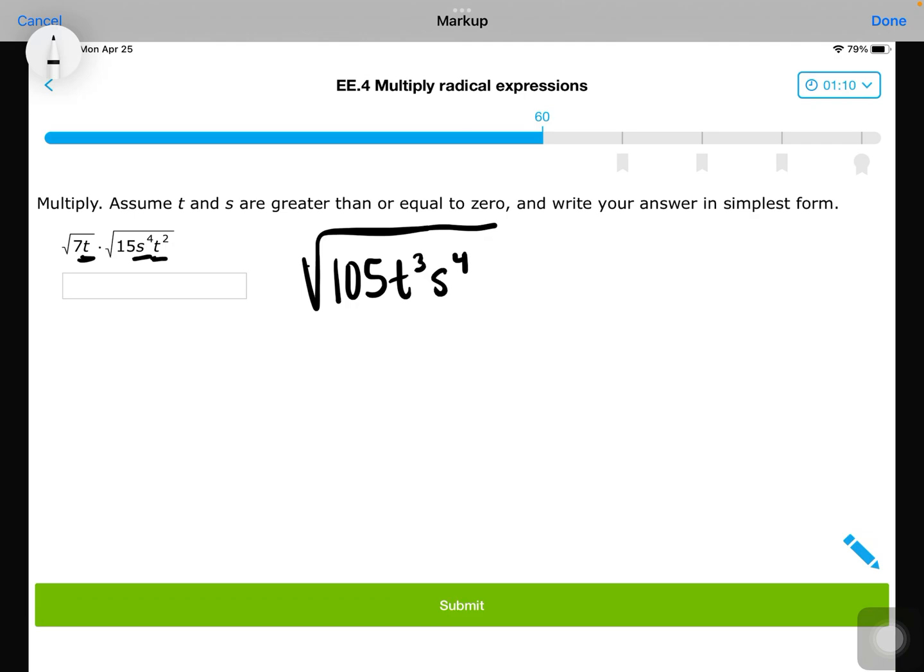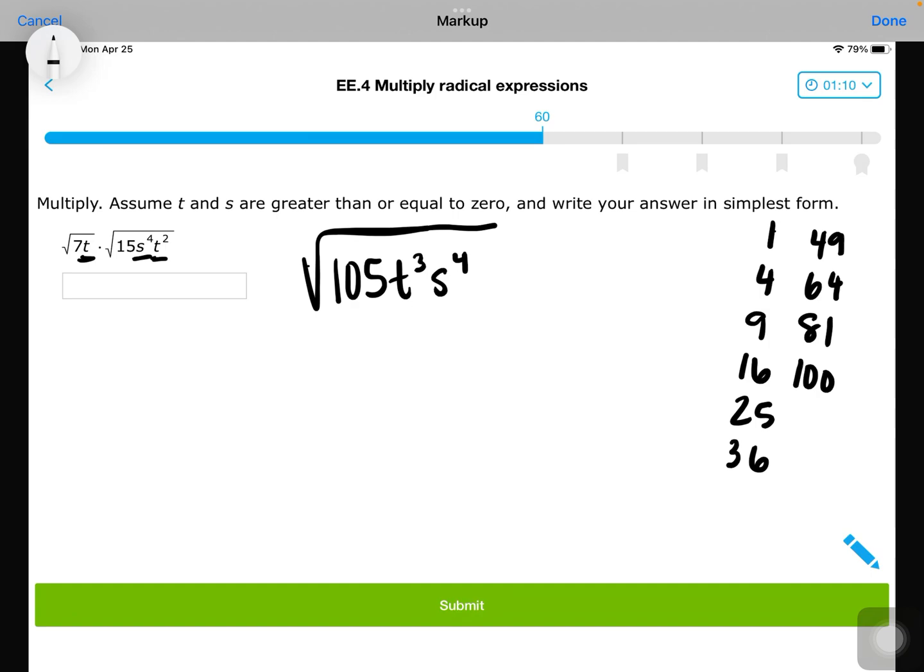Now, 105, you got to ask yourself, are there any perfect squares that go into 105? Remember, our perfect squares are 1, 4, 9, 16, 25, 36, 49, 64, 81, 100. So do any of those numbers go into 105? And actually, they don't, okay?